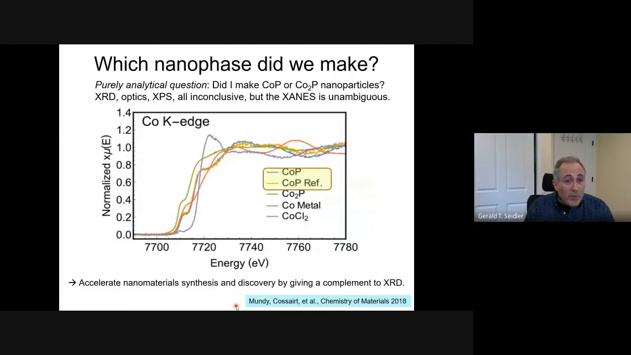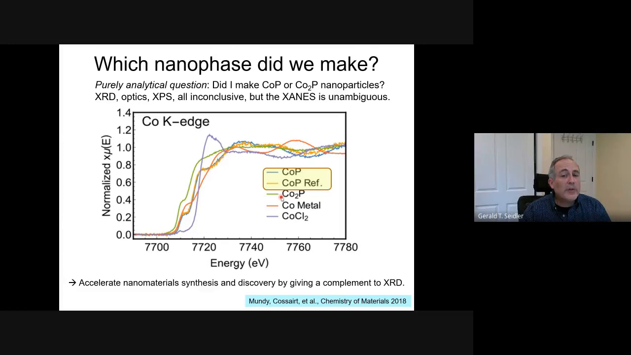There's really simple things too. We had collaborators in chemistry who were making cobalt phosphide nanophases for catalysis. And they had a problem, which was they couldn't really tell from X-ray diffraction or XPS or optics whether they were making cobalt phosphide or cobalt-2 phosphide.